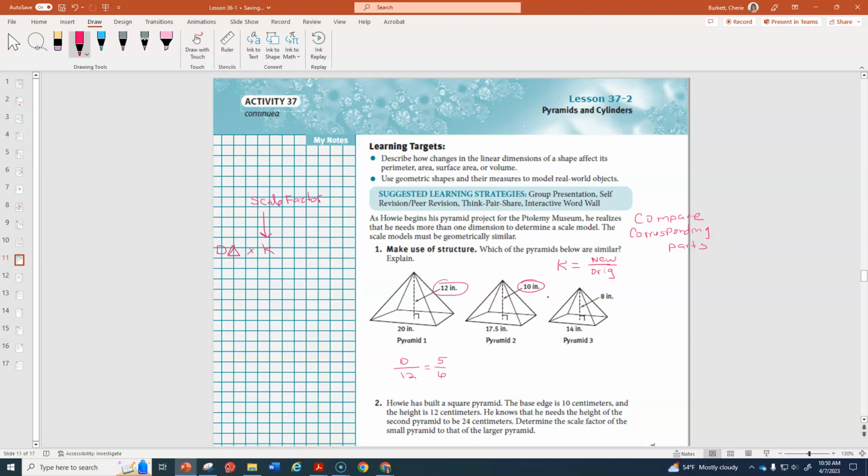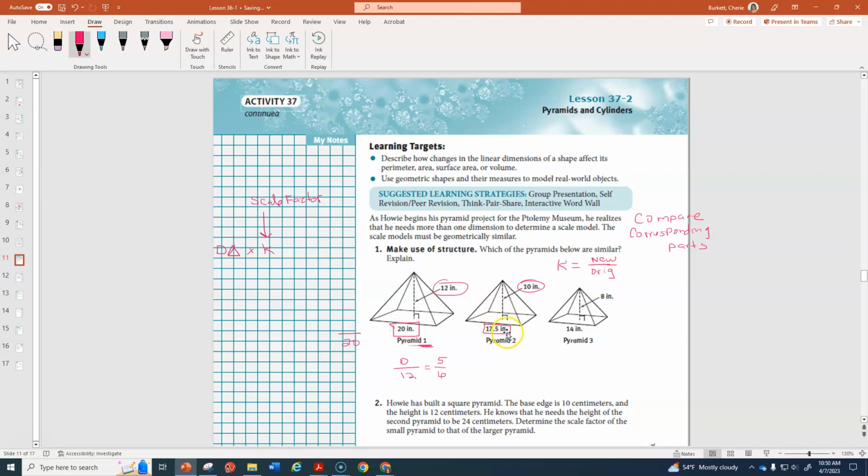Now we have to check a second dimension. Checking one dimension alone is not enough. We have to check a second dimension, and it should also reduce down to 5 over 6. If it doesn't reduce down to 5 over 6, then they're not similar. So we're going to compare a different measurement. We're going to compare the base edge to this base edge. We have to be sure and consider pyramid 1 is the original one, so it goes on bottom.